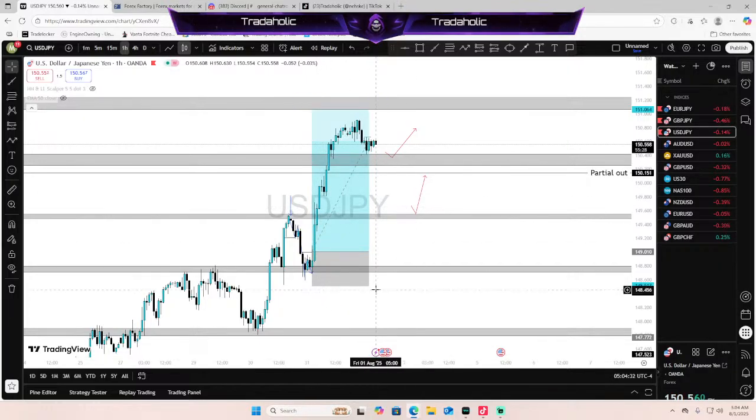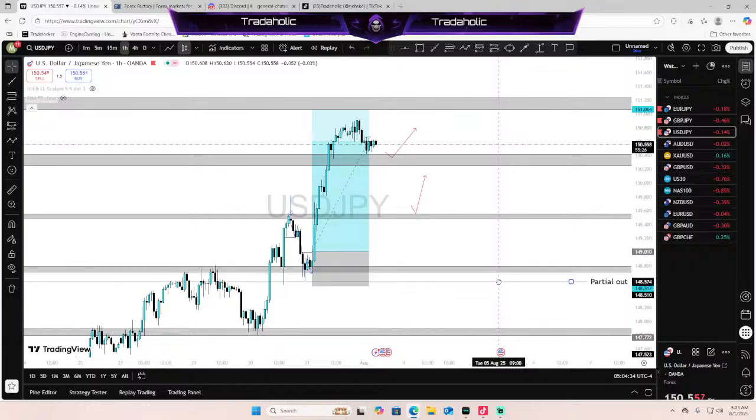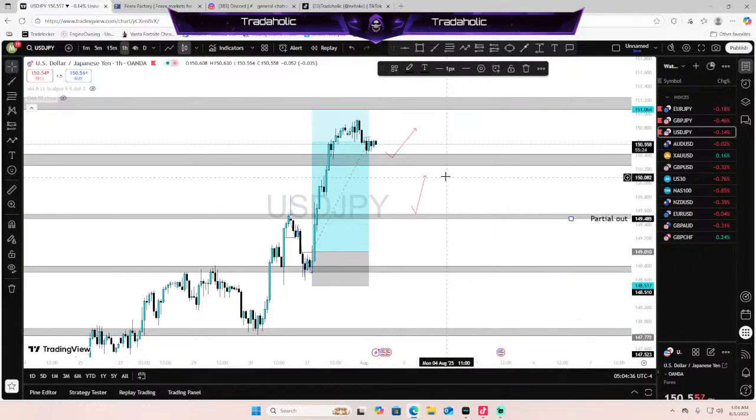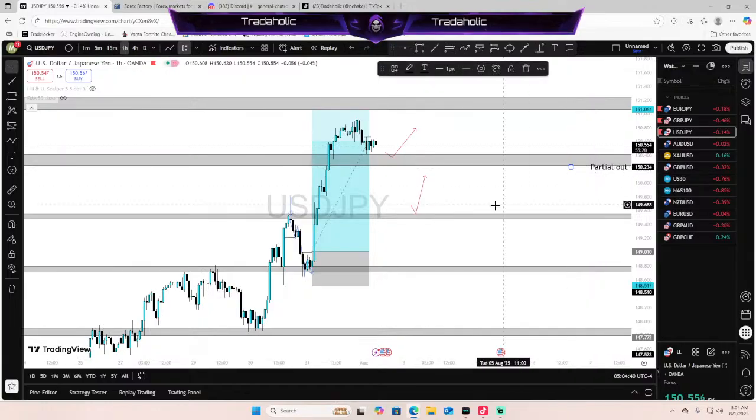Once price hit my second target up here, I trailed my stop loss from being down here to being right here, and that price is broke above this area. I didn't trail my stop loss right here. So eventually I will get taken out of my full position, but I'm partialing out as each TP gets hit.